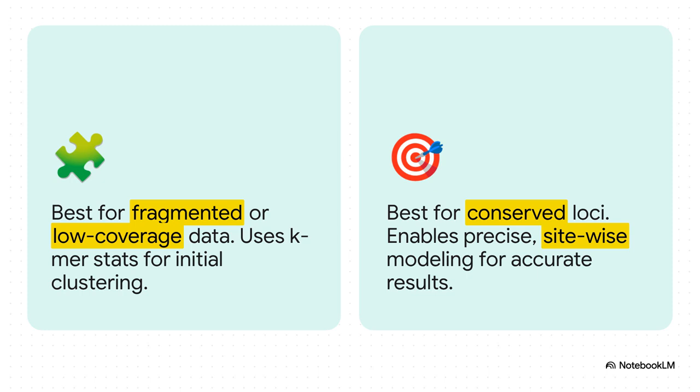So on one side, if your data is, let's say, a bit messy, maybe it's fragmented or you have low coverage, you're probably going to lean towards alignment-free methods. These use some clever statistical shortcuts, like counting little DNA words called K-mers, to get a fast, rough idea of how things are related. But if you've got that beautiful, high-quality data from some nice conserved genes, then you can use the gold standard, alignment-based methods that let you model evolution at every single site.